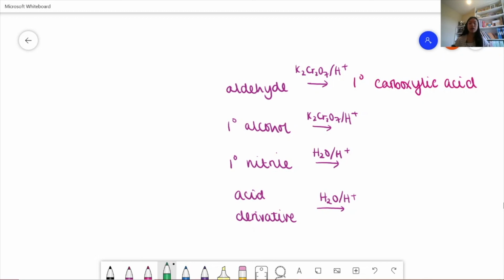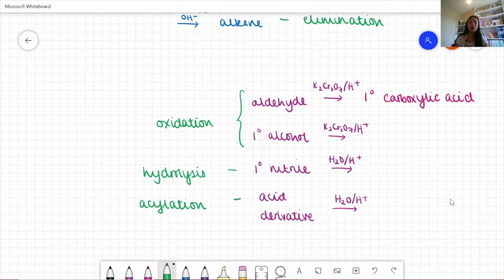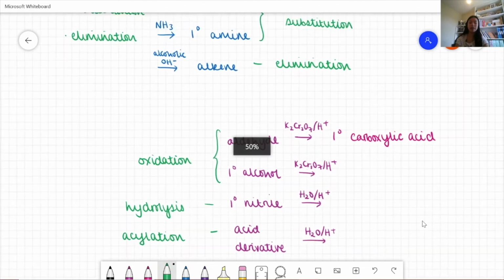So now we can label our reactions. So these first two are oxidation reactions. And then this third one is a hydrolysis reaction. And this last one is an acylation reaction. So the nucleophile we're using is water. And now we can start to see what our reaction mechanism would be.